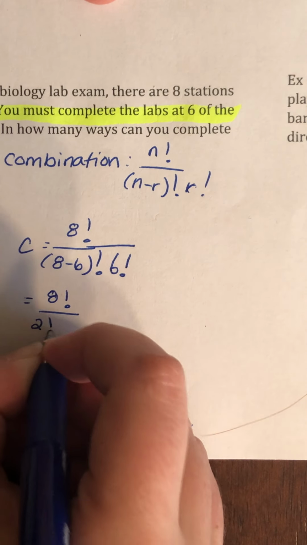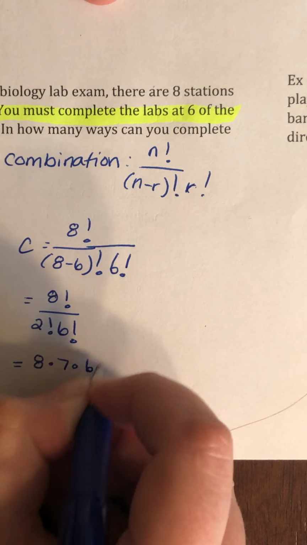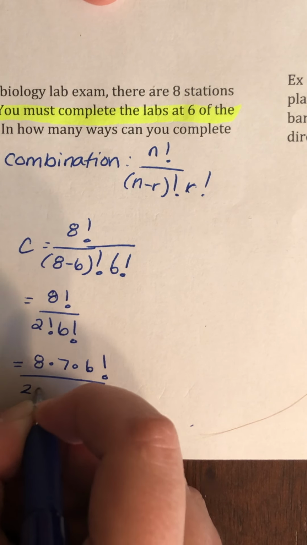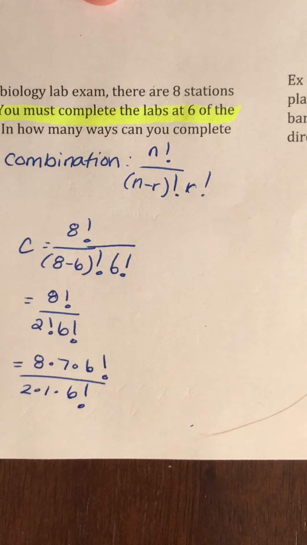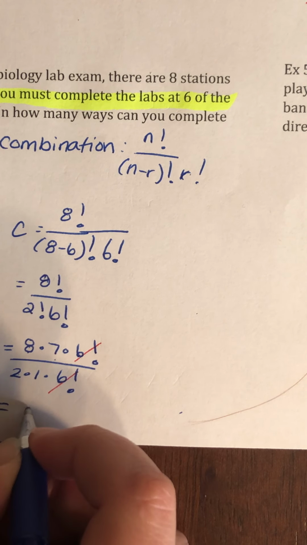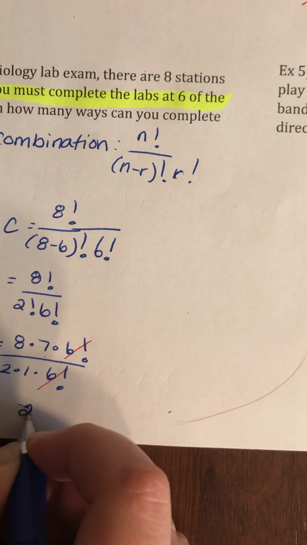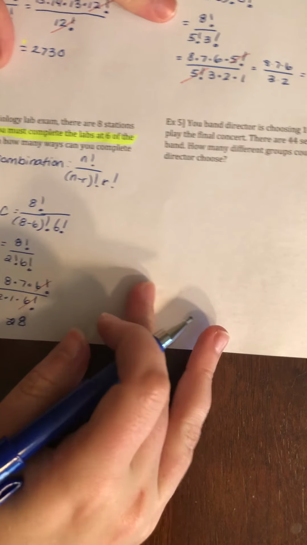8 factorial over 2 factorial, 6 factorial. 8 times 7 times, I'm going to stop there at 6 factorial. So these can cancel out. The 2 factorial is 2 times 1, so I have 8 times 7 divided by 2 times 1 is 28. And we'll do one more.